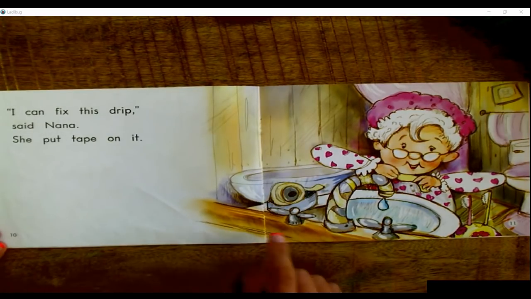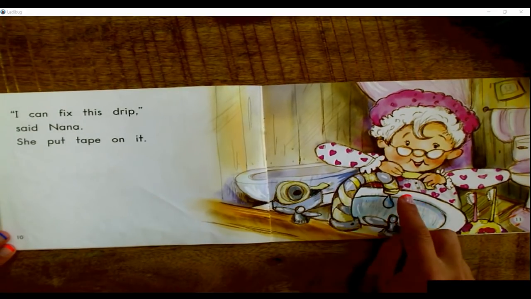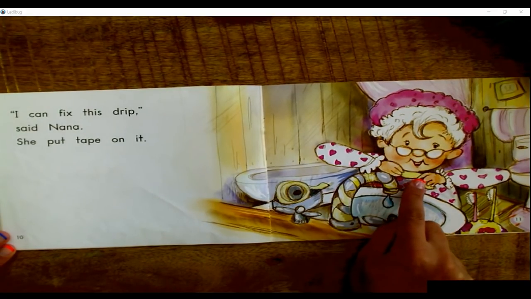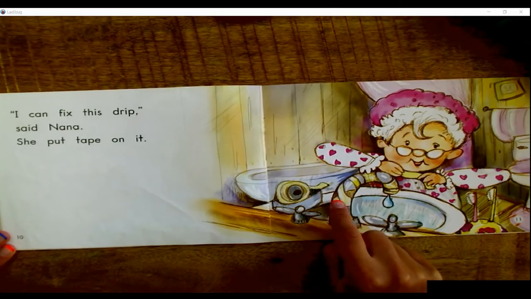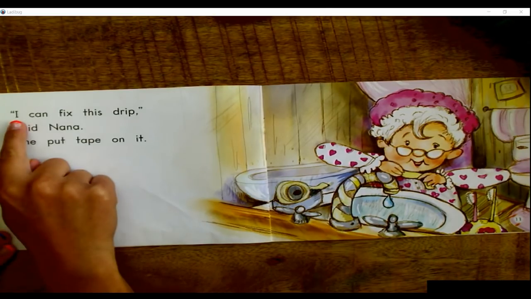This time before I start reading, I'm going to read the illustration to help me with my words. It looks kind of like Nana's putting on tape. I wonder if that will work.